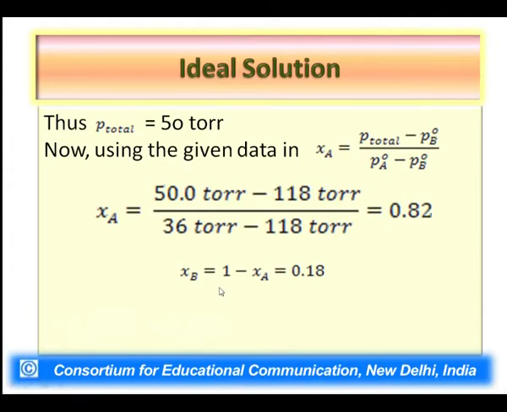If you want to determine XB, then XB equal to 1 minus XA equal to 1 minus 0.82 equal to 0.18. So, what I mean to say is, if we are given the total vapor pressure and the vapor pressure of pure components, we can determine the composition of the solution. If we are given the composition in the liquid phase, then we can determine the total vapor pressure as well. So, these two pieces of information are related to each other, and if we know one, we can get to know the other. That is what we can obtain from these numeric problems.